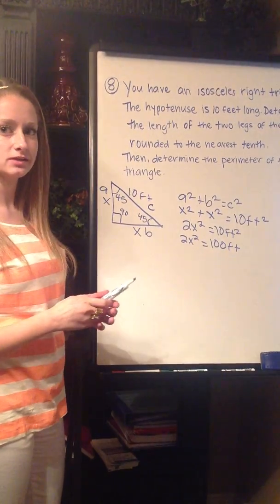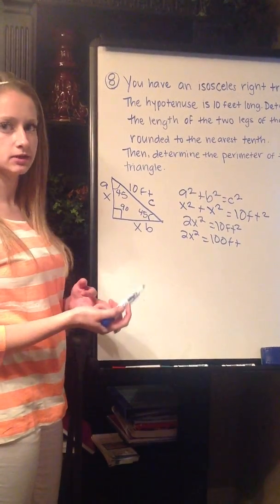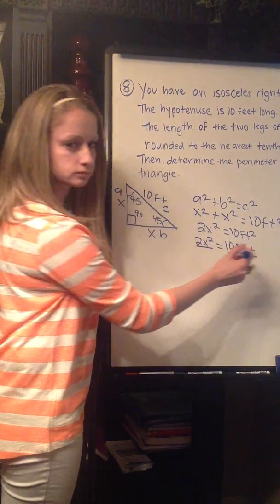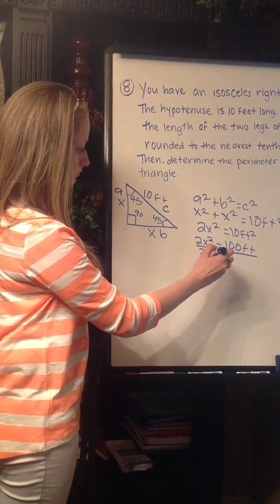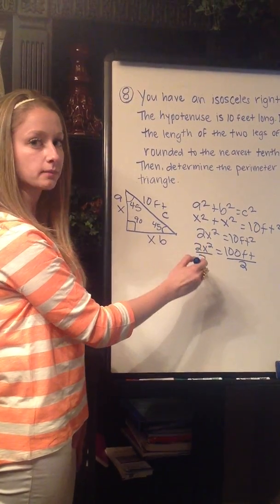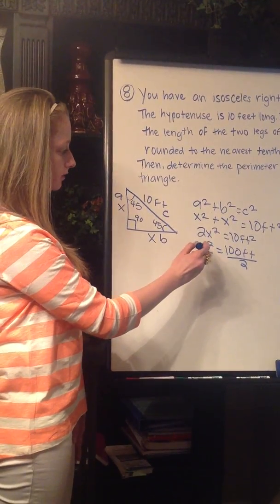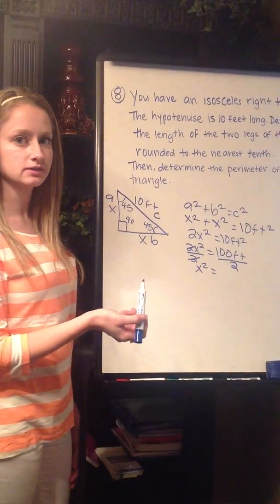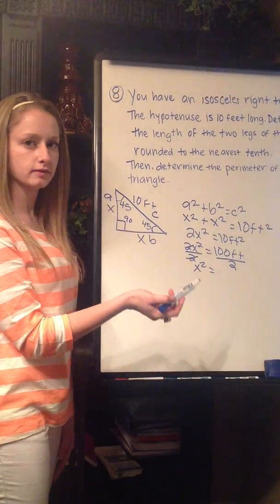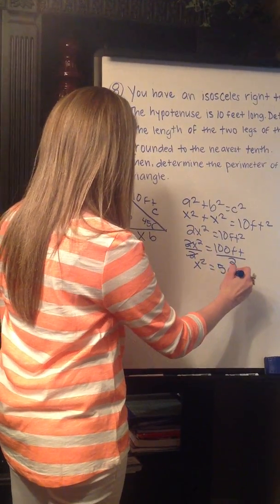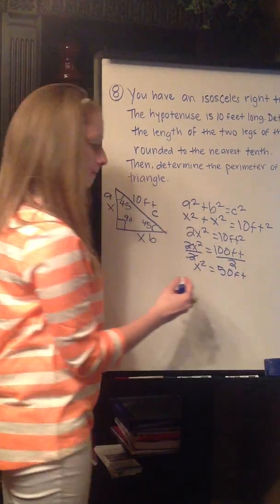Now in order to get x by itself, we must divide both sides by 2. So when we divide both sides by 2, the 2's cancel out. So we now have x squared equals 100 feet divided by 2. 100 divided by 2 is 50. So x squared equals 50 feet.